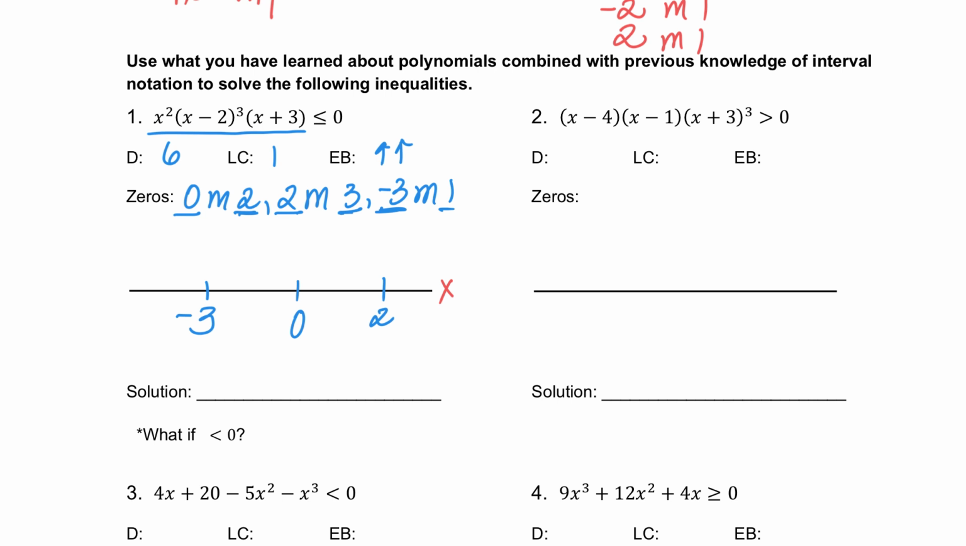So it's going to do something like this. Let me change colors. It's going to cross at -3. Remember, it's going up to the left, so it's coming down like this. And then it's going to bounce at 0 because the multiplicity is 2 there. Come down, and then, because the multiplicity is 3, it's going to do a little twist right there, and then go back up.